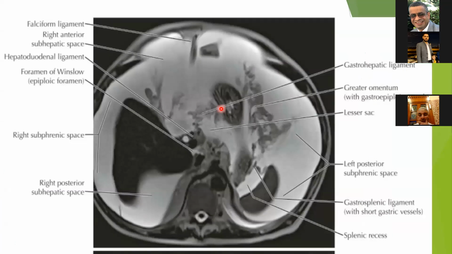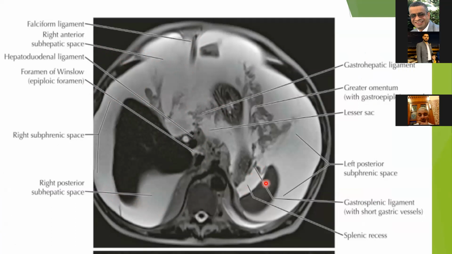This is an axial MRI showing us the right subhepatic space. This is the falciform ligament. This is the hepatoduodenal ligament, which contains the portal triad. This is the foramen of Winslow, which is behind the portal triad and in front of the IVC. This is the right posterior subhepatic space.